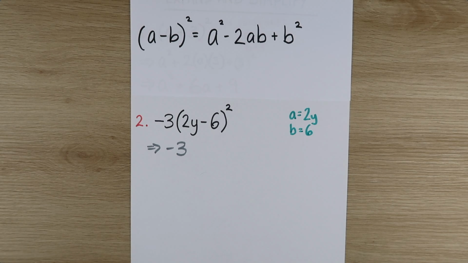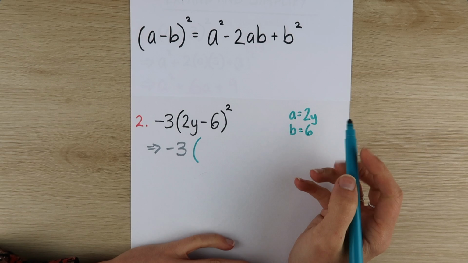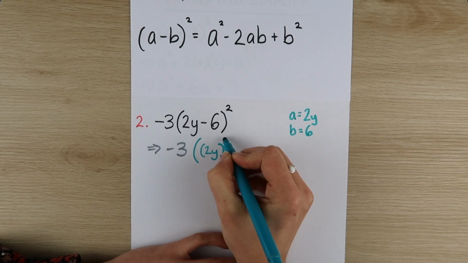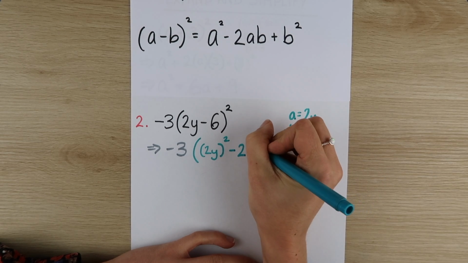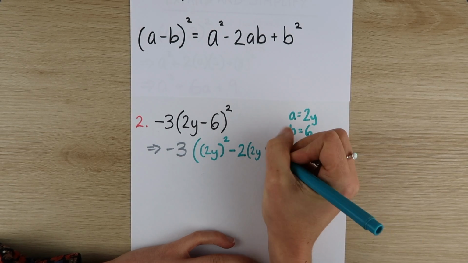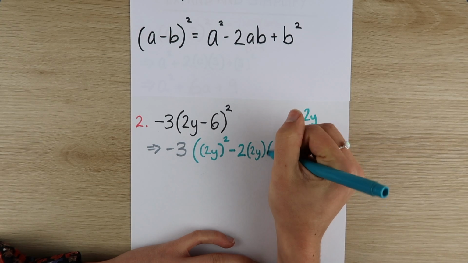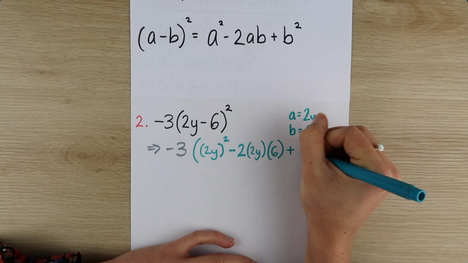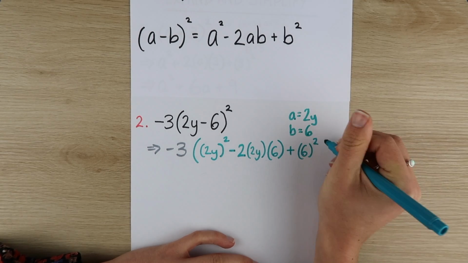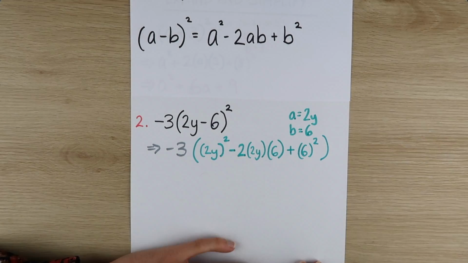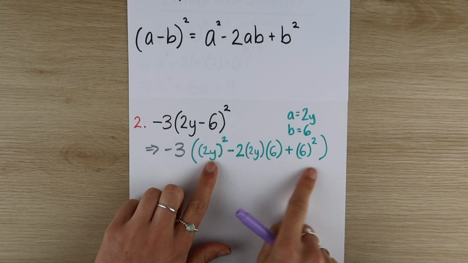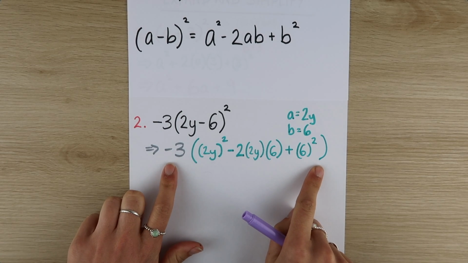So I've got the -3 out the front. I've got A squared. So because 2y is A, I square that, minus 2 times A, which is 2y, times 6, plus 6 squared. Again, I've kept them all in brackets so that I can see quite clearly where I've subbed in my values. Let's go through and simplify this part before we apply the -3.